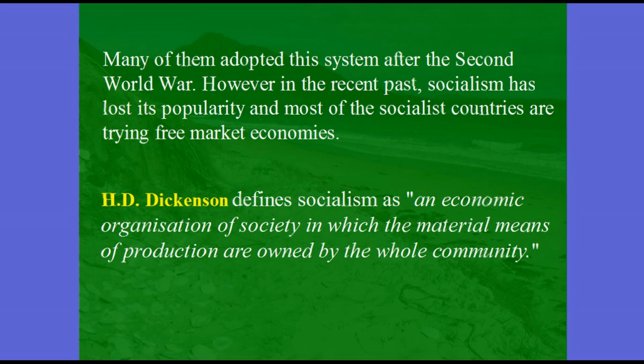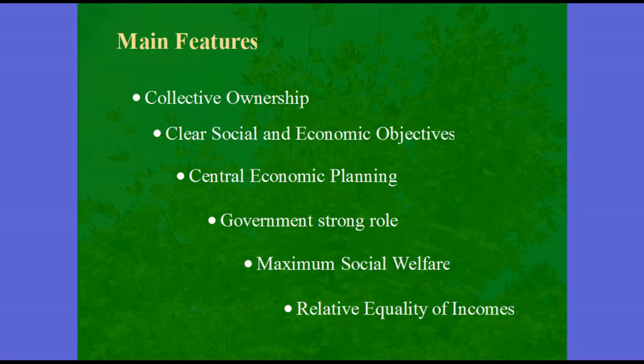Let us see some of the main features of the command economic system. Student, try to compare these features with the capitalist economic system. Here in the command economic system, one of the main features is collective ownership. When you say collective ownership, all means of production are owned by the society as a whole, and there is no right to private property. Resources are owned by the society.